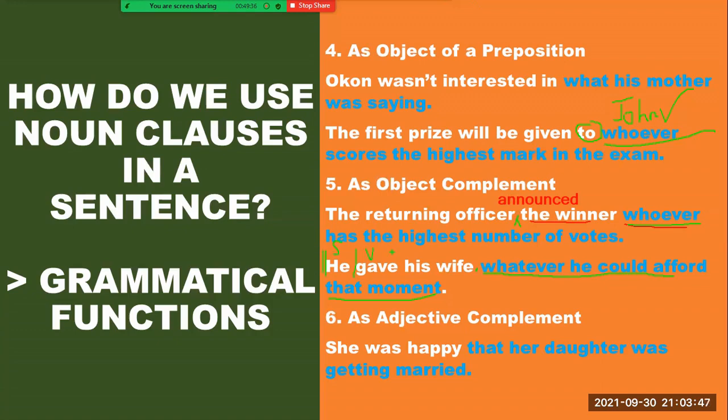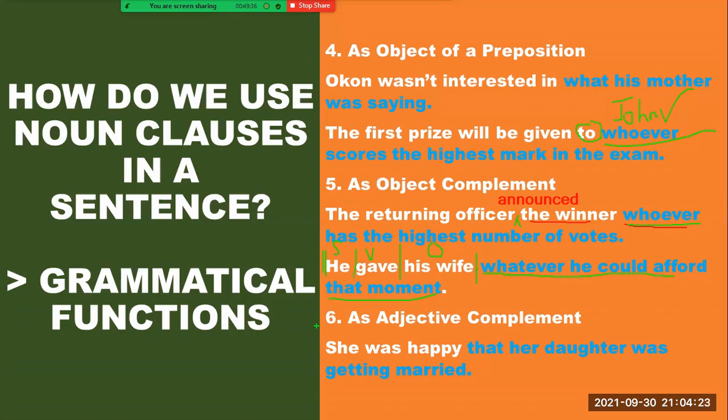Gave is the verb. And then his wife is the object. So you can see here we have an object, his wife. And then what comes after the object is the object complement, because that is a group of words that completes the meaning of the object. It tells us what was given to the wife. So that is one particular function of the noun clause.